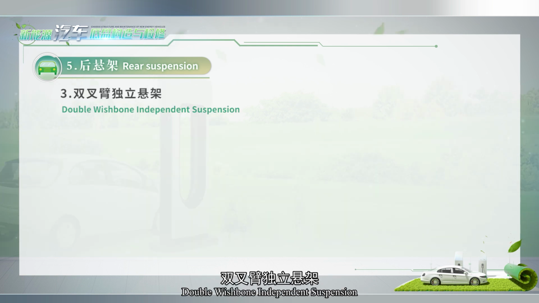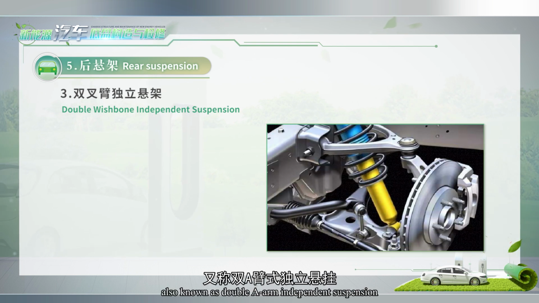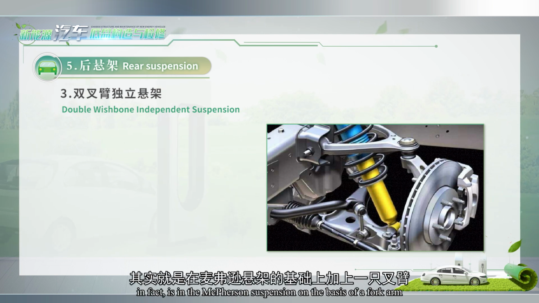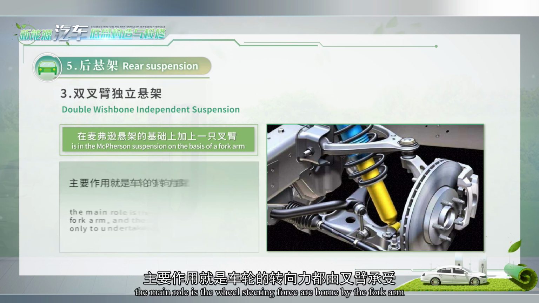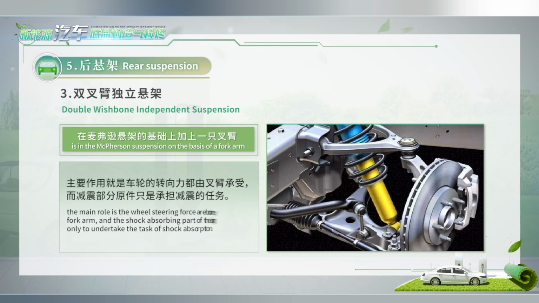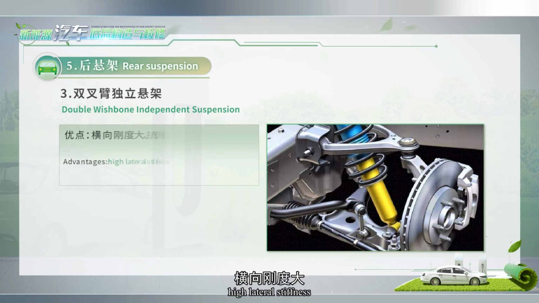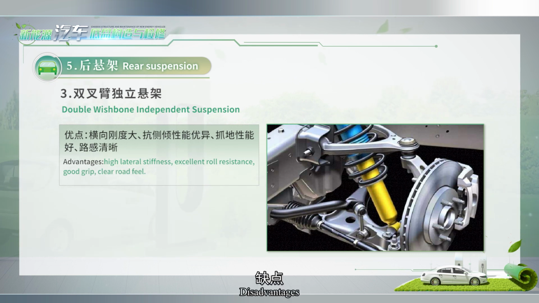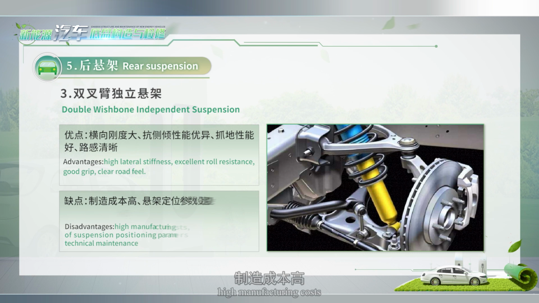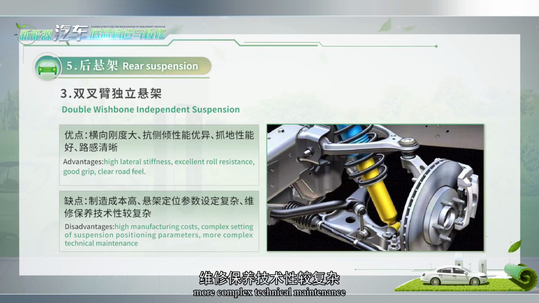Double wishbone independent suspension, also known as double arm independent suspension, is in fact the McPherson suspension with a fork arm added. The main role is that the wheel steering force is borne by the fork arm, and the shock absorbing part only undertakes the task of shock absorption. Advantage: high lateral stiffness, excellent roll resistance, good grip, clear road feel. Disadvantages: high manufacturing costs, complex setting of suspension positioning parameters, more complex technical maintenance.